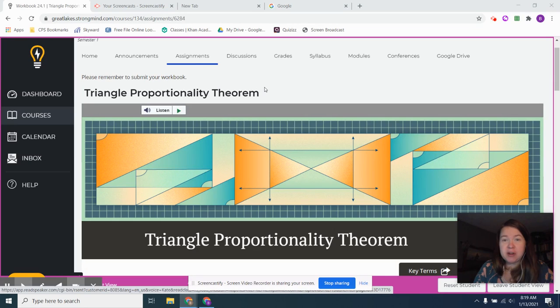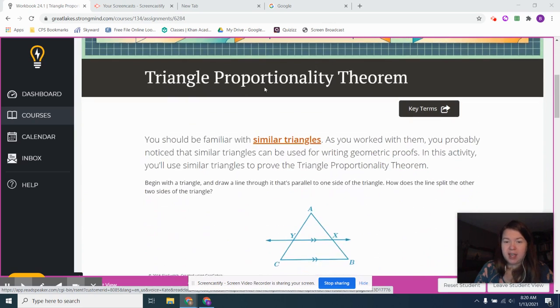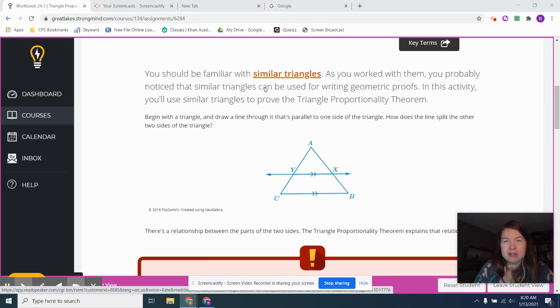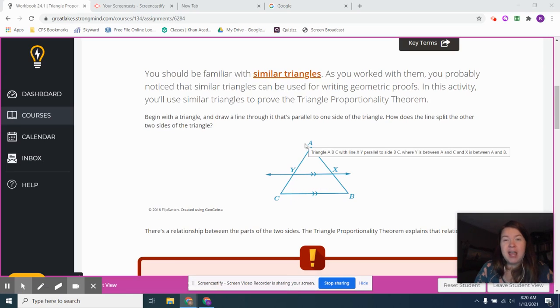This is Workbook 24.1. I'm going to do a quick lesson, and then I'm going to actually do the workbook with you. So triangle proportionality is all about making proportions from triangles. And so you might have two triangles that are split up with a parallel line. So we have this triangle here and the bigger triangle there. And the main thing that you have to know, and this includes the discussion, is we are looking for proportions.